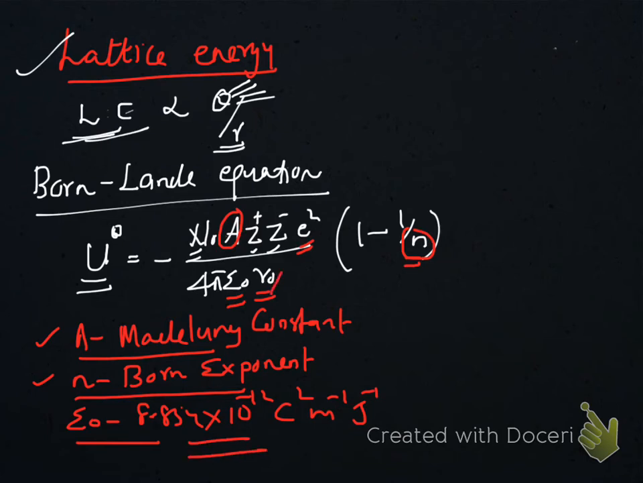Substitute the value of R0 and the charges. For NaCl the charges are plus 1 and minus 1. For zinc chloride the charges are plus 2 and minus 2, like that. By substituting these values, you can calculate the lattice energy.